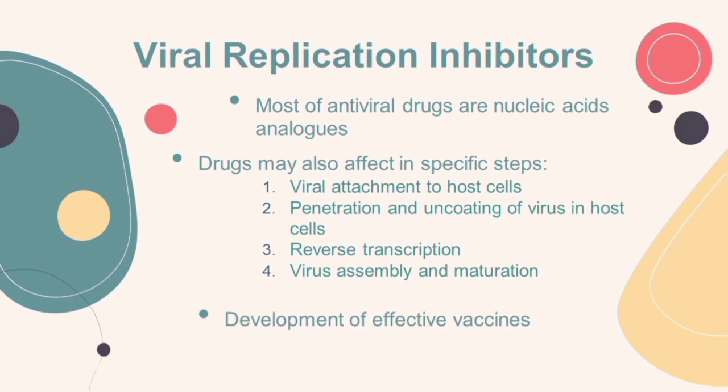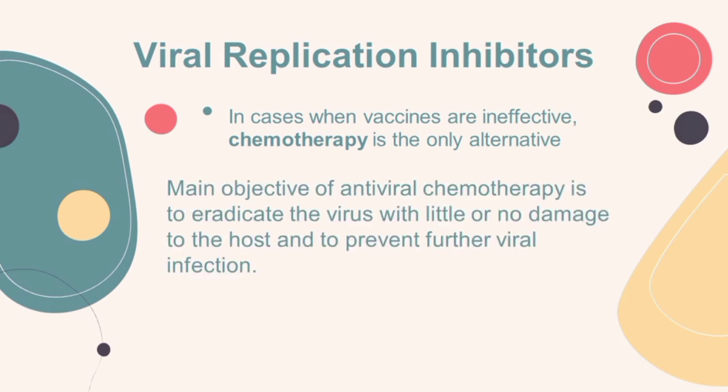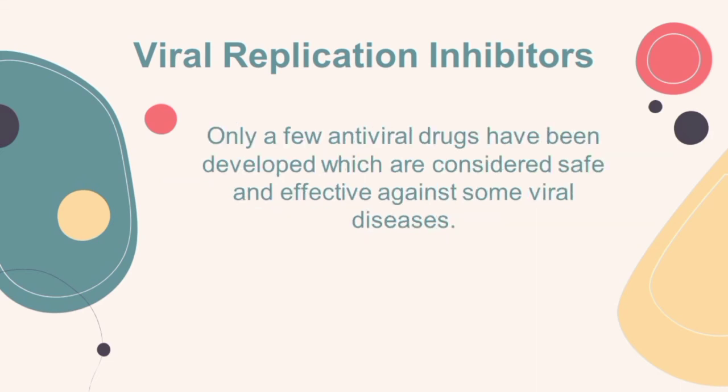Development of effective vaccines is still the most general approach in controlling viral diseases. In cases when vaccines are ineffective, chemotherapy is the only alternative measure. The main objective of antiviral chemotherapy is to eradicate the virus with little or no damage to the host and to prevent further viral infection. Only a few antiviral drugs have been developed which are considered safe and effective against some viral diseases.